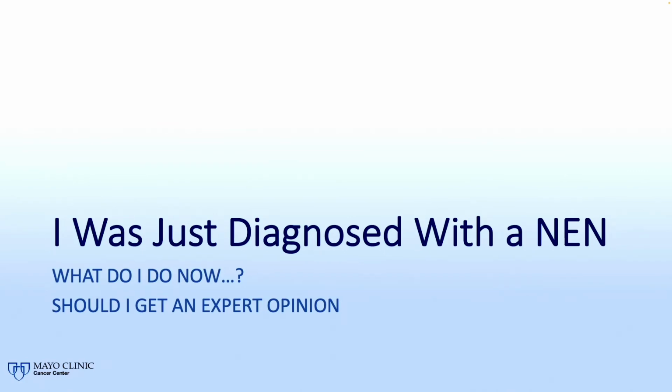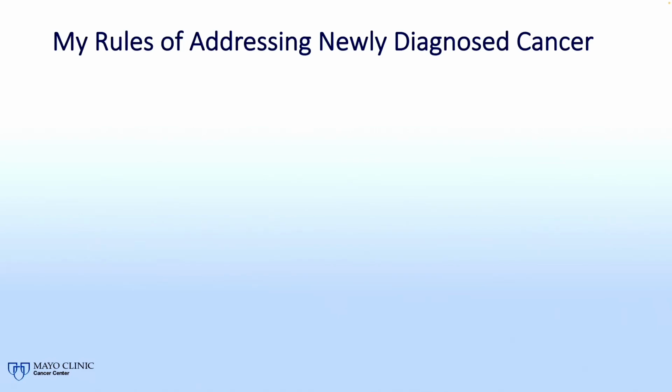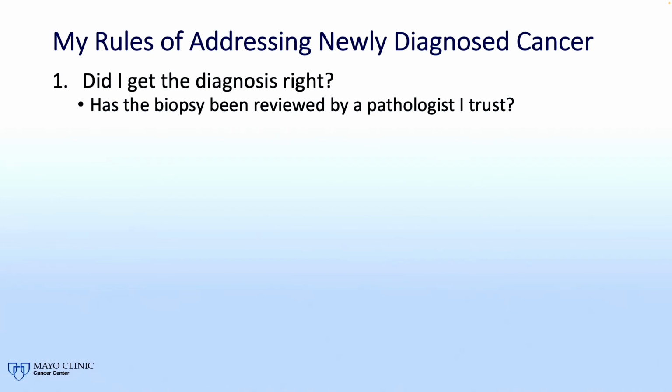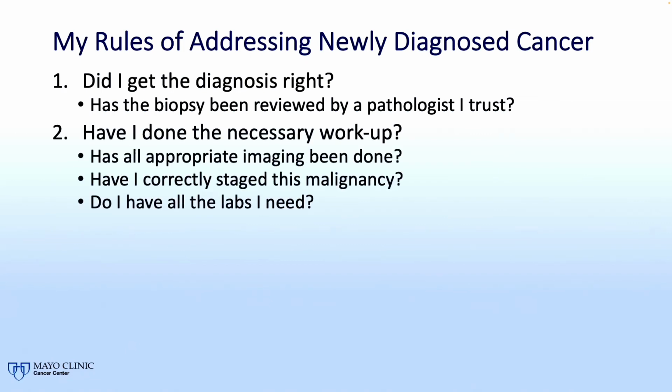So I was just diagnosed with a neoplasm. What do I do now? These are my rules, and this is what I teach my fellows, my rules of addressing newly diagnosed cancer. I do more than neuroendocrine tumors, I do some other stuff too, but the same rules apply. Number one, did I get the diagnosis right? Has the biopsy been reviewed by a pathologist I trust? Have I done the necessary workup? Did I order the appropriate scans based on the biopsy?